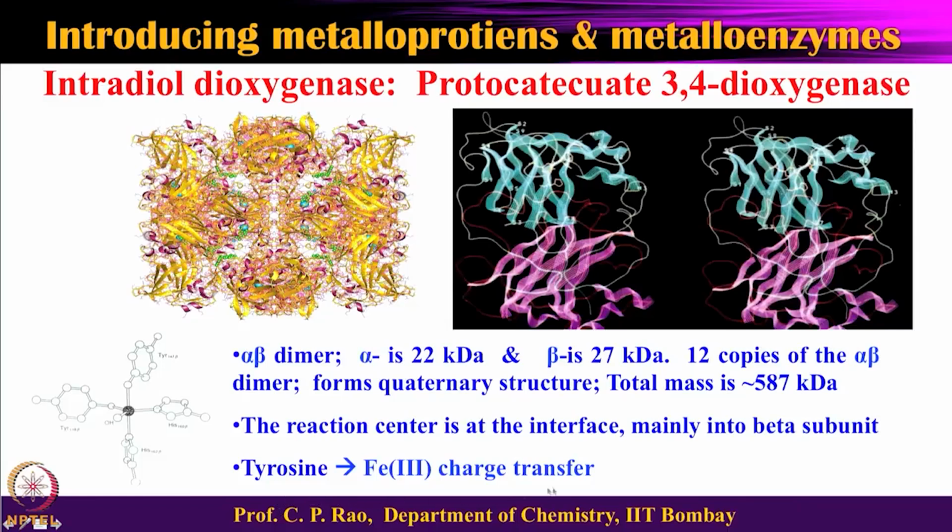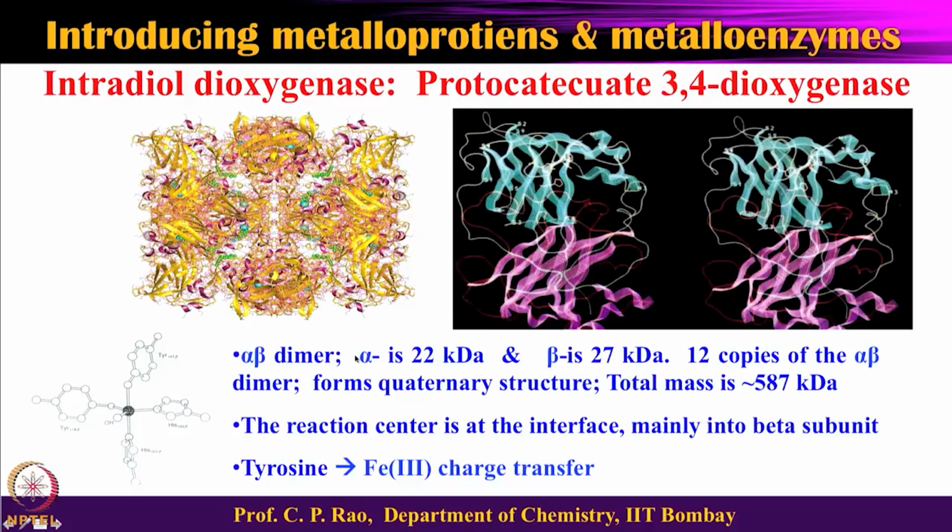Tyrosine to iron 3 charge transfer. And another important thing is you can see the center here. There is one tyrosine, and the histidine and another tyrosine. So, this tyrosine gives a tyrosine to iron 3 charge transfer. So, it is a charge transfer kind of thing. Therefore, one can study it by absorption, also by resonance Raman as well. Of course, you can study EPR and NMR as well for binding and other purposes.